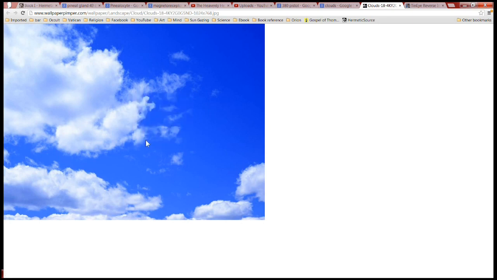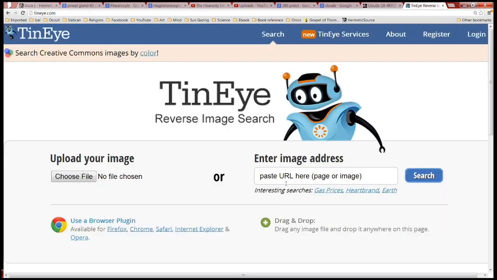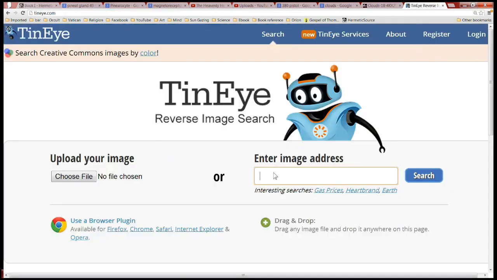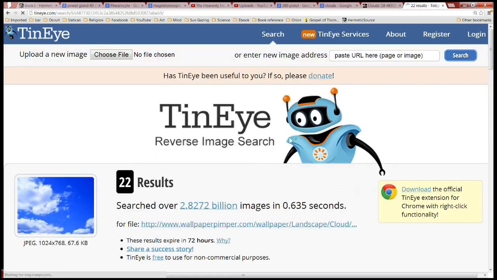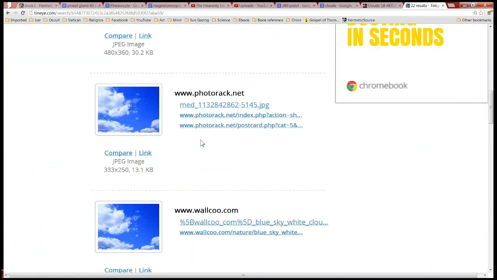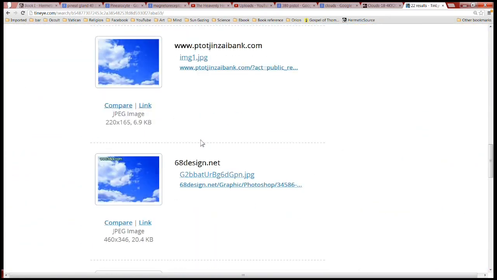And so these obviously have a certain image to them. We're going to take that and plug that into TinEye. TinEye is an application online that allows us to find the same image if it's located in its database. We see 22 results. Well, are they the same? Yes, they are the same. We see the same cloud image.